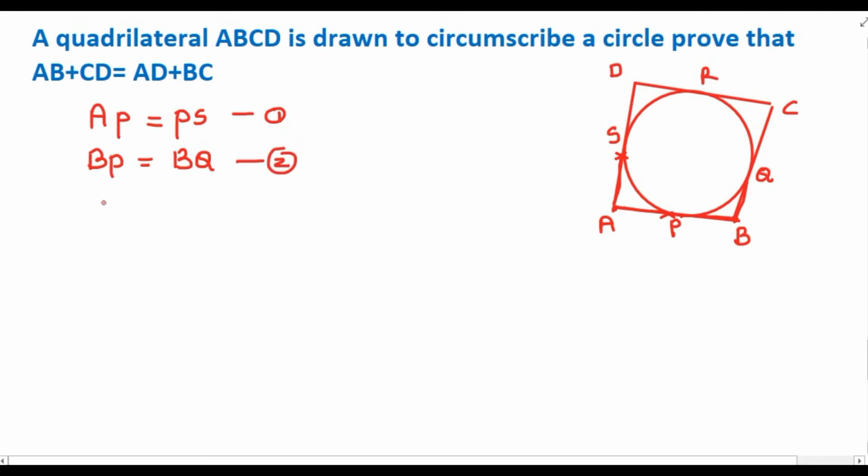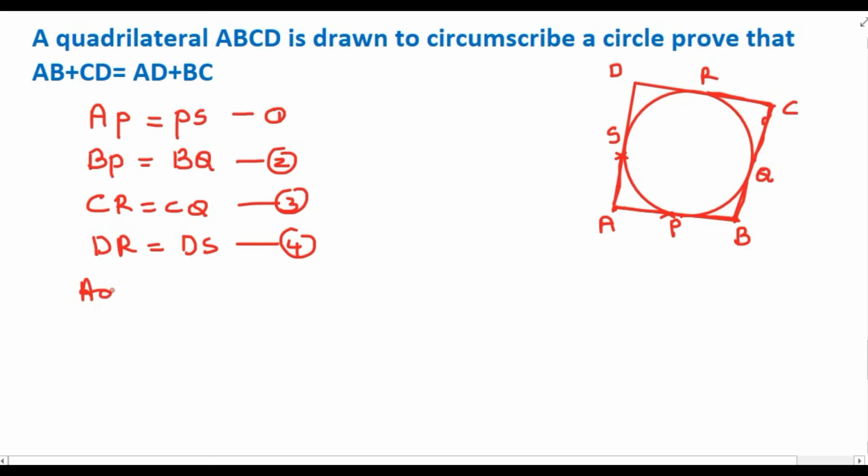In the same way, next I can write CR is equal to CQ. Same reason, the lengths of the tangents drawn from the external point C are equal. We can see CR and CQ. Same way, next I'll write DR equal to DS. Give this equation number 4. So the reason for all this is that the lengths of the tangents drawn from the external point to the circle are equal. Now I am going to add all these equations, adding 1, 2, 3 and 4.